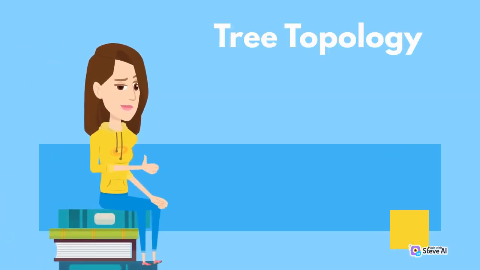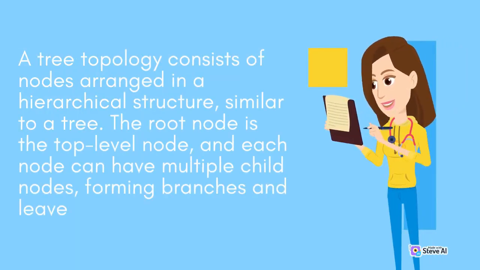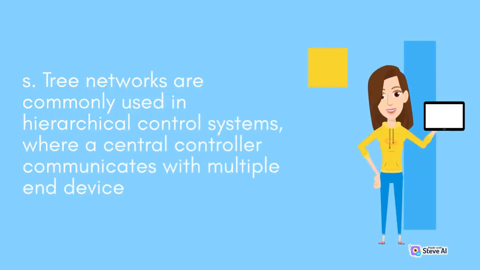Tree topology. A tree topology consists of nodes arranged in a hierarchical structure, similar to a tree. The root node is the top-level node, and each node can have multiple child nodes, forming branches and leaves. Tree networks are commonly used in hierarchical control systems, where a central controller communicates with multiple end devices.